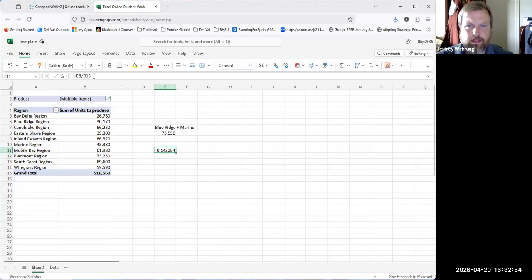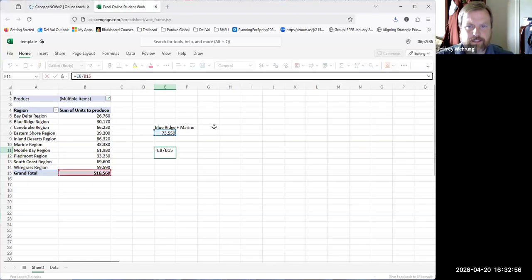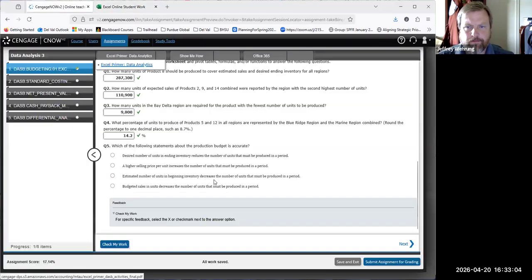So we can look at that and see I just did the sum for those two regions divided by the total. Okay. That's good. I always let you guys do the last one on your own.